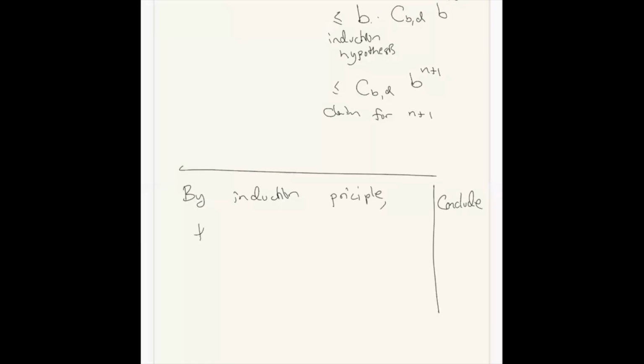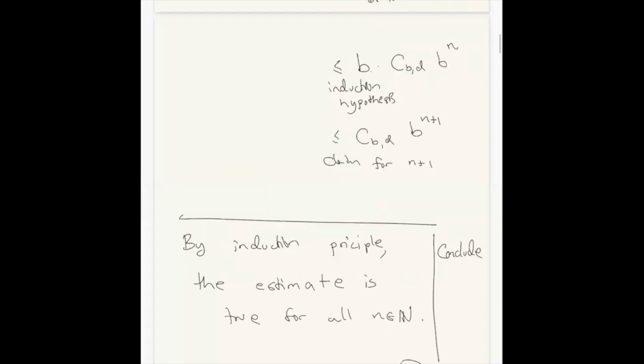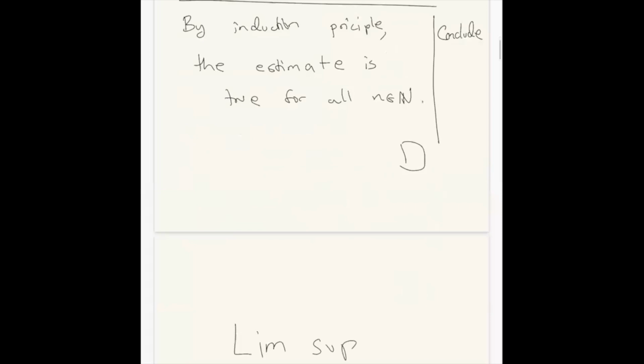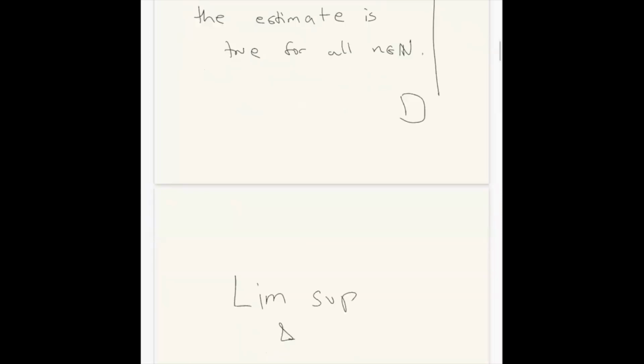Any questions? Okay. So this is a rigorous proof that polynomials always grow slower than geometric things. I mean, this is very intuitive, but this is one proof for it. There are other ways of seeing it.